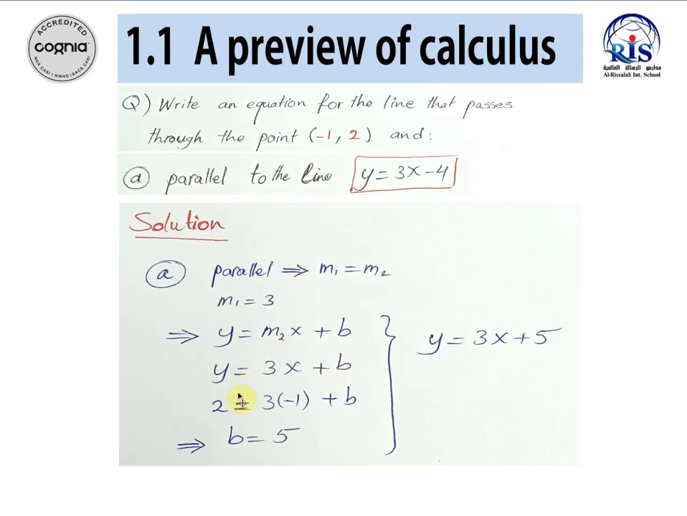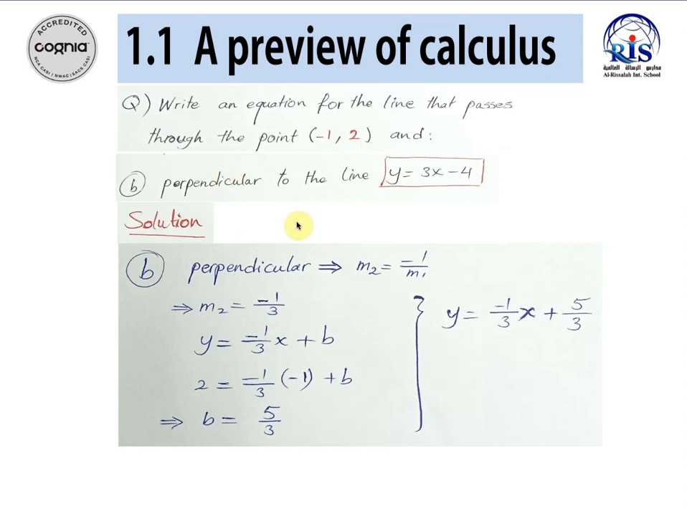Now replace in the equation of the line, y equals 3x plus b. To know the value of b, just like what we did before, we will replace 2 as y and negative 1 as x, so the value of b is equal to 5. And I can now write the equation of the new line: y equals 3x plus 5. The slopes are the same, and only the y-intercept is different.